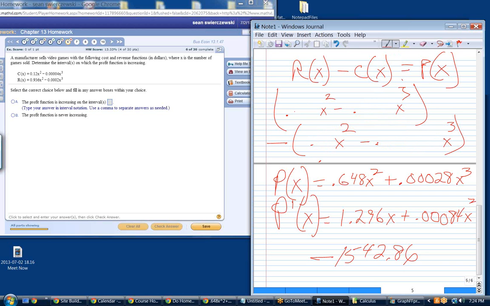Yeah. Okay, so we got the revenue minus cost. The revenue function is 0.9366x squared minus 0.0002x cubed. And the cost function is 0.12x squared minus 0.00004. So let's see if we can get the profit function correct this time.